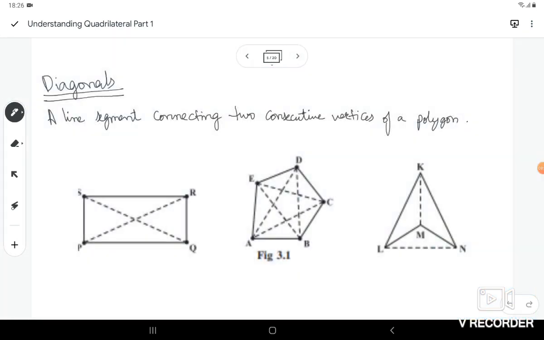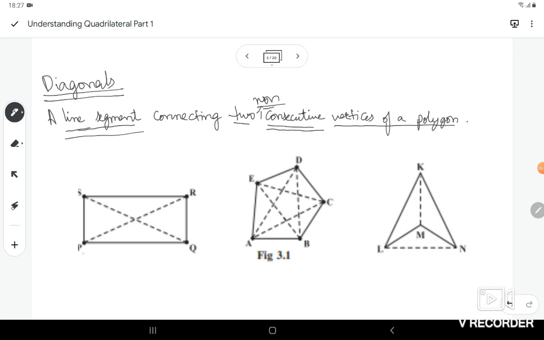Now next concept is known as diagonals. Now what are diagonals? A diagonal is a line segment. First of all, it's a line segment, that is, it is made up of line connecting two non-consecutive vertices of a polygon. Two non-consecutive vertices of a polygon. Now what is consecutive? Consecutive means side by side. That is the direct neighborhood.